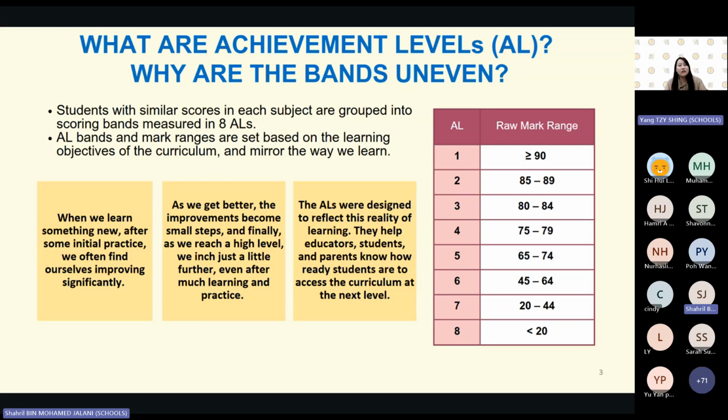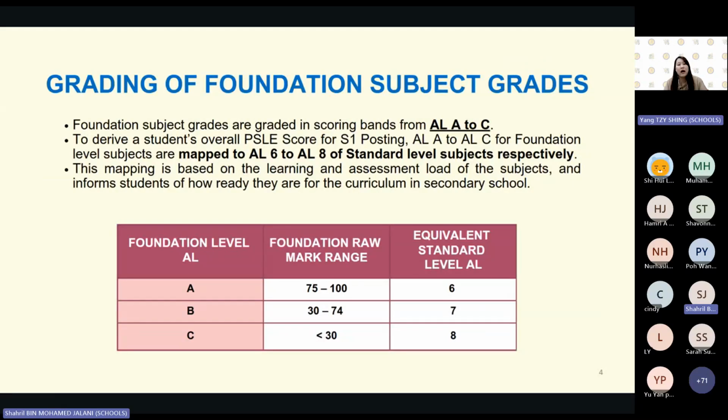Now, under the AL system, foundation subjects are graded from ALA to ALC, with a corresponding raw mark range as shown. For the purpose of S1 posting, ALA to ALC for foundation level subjects are mapped to AL6 to AL8 of standard level subjects respectively to derive a student's overall PSLE score.